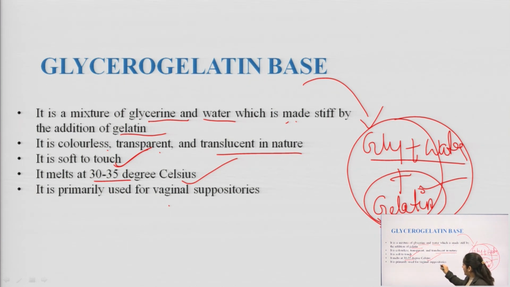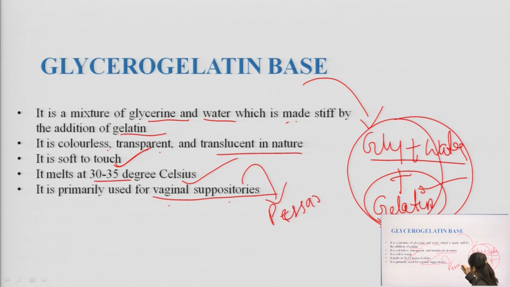Another important use of glycerogelatin base is that it is also used for vaginal suppositories. Just a reminder that vaginal suppositories are known as pessaries. So, whenever we want to make suppositories that are inserted into the vagina, in those cases we will always go for glycerogelatin base, because the advantage of glycerogelatin base is that it is very soft to touch, very soft in nature, and it melts at 30 to 35 degrees Celsius. So, that is also a very important factor.